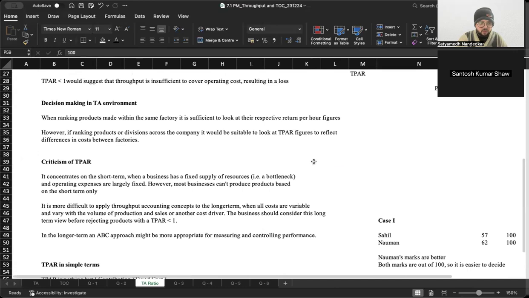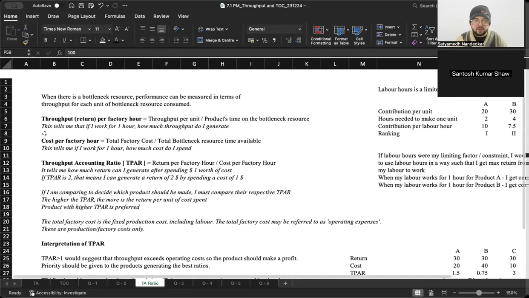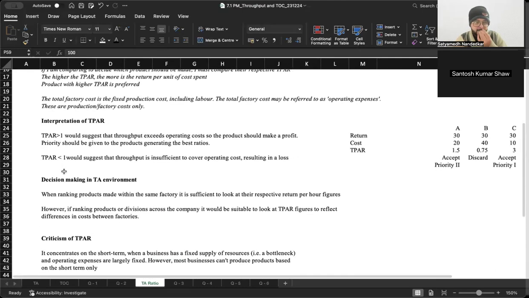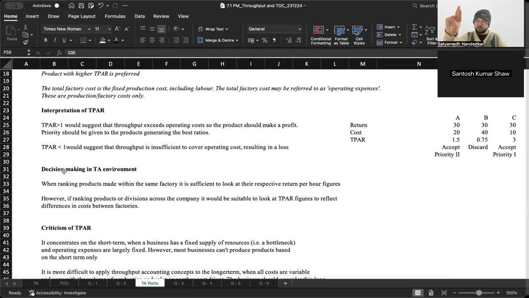Similar thing is what we were trying to discuss here. When you are talking about products made in the same factory, the denominator, that is the cost, is the same. So you don't really need to calculate TPAR. You can only calculate the return per factory hour or throughput per factory hour. But when you are looking at products made in different environments, in that situation, you will have to calculate the TPAR because the costs are also important in this discussion.